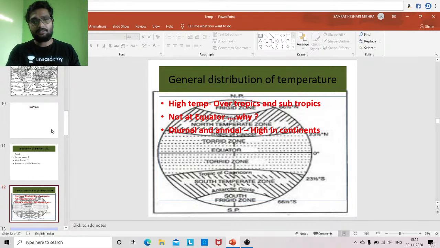Now the question may arise in your mind: why is the temperature not high over the equator? Because at the equator insolation is definitely more, but the temperature is less. Due to the more insolation, convection is more, cloudiness is more, and hence rainfall is more. Since rainfall is more, automatically that leads to a drop in the temperature. But over the tropics and subtropics the temperature is high.